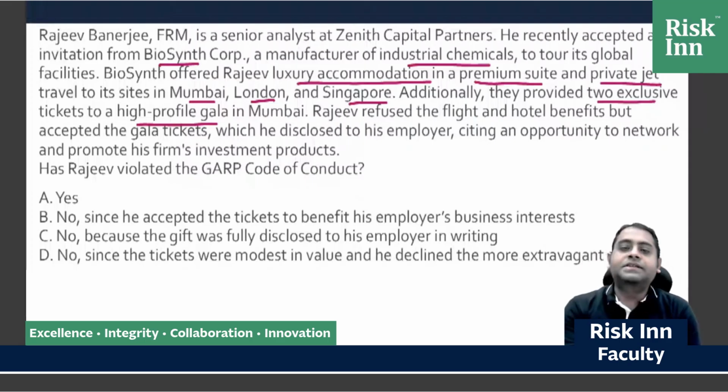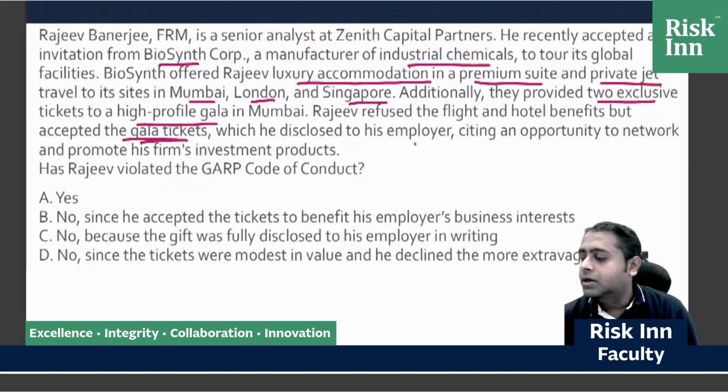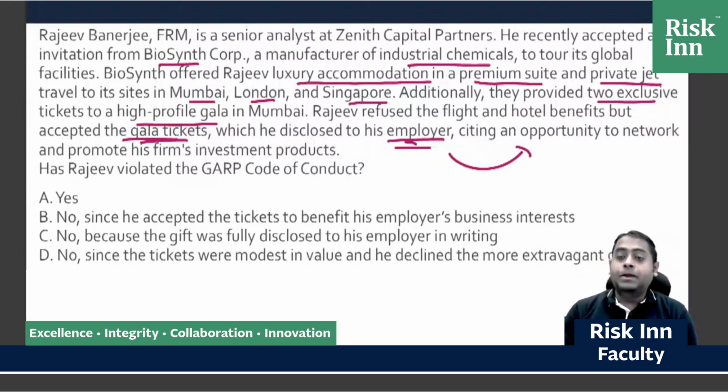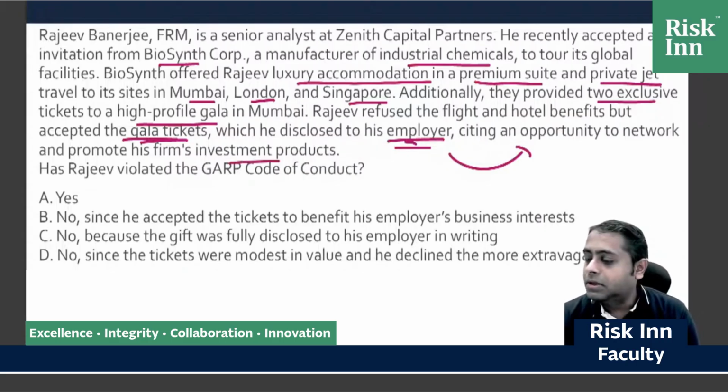Okay, so Rajiv has refused the hotel and the airplane, but he is accepting that ticket or the lunch, which he has disclosed to his employer. He has already informed them. Why is he going there? Because he is going to promote the company's product. Is there a breach?